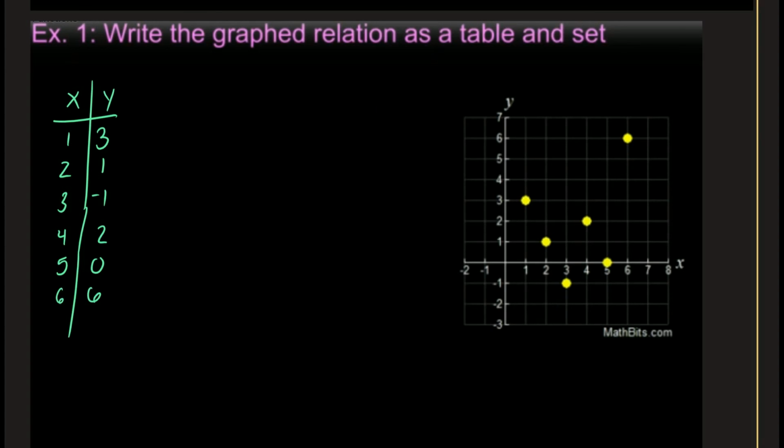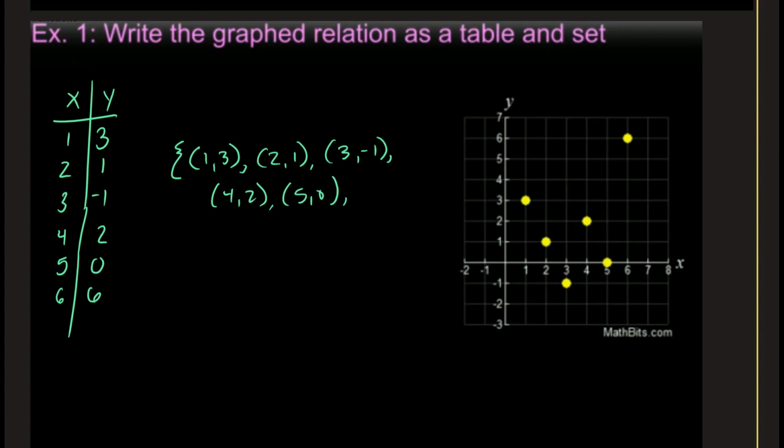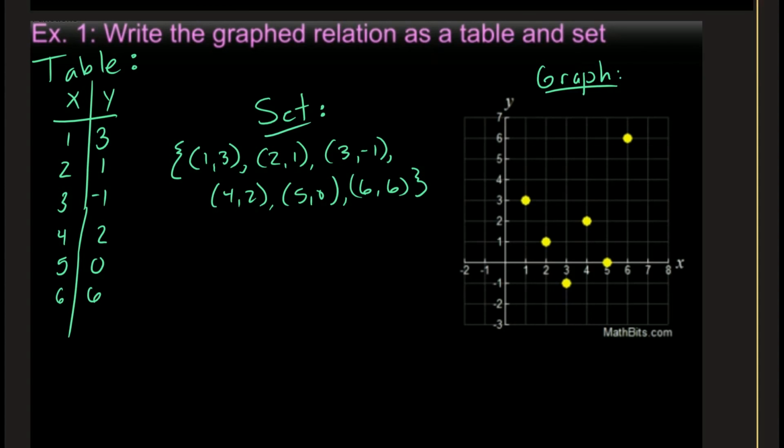And then it just wants us to take these x and y relations and write it in a set. So I have 1, 3, comma, 2, 1, comma, 3, -1, 4, 2, 5, 0, and 6, 6. So here we have a table, and we also have a set. And then over here, what they gave us is the graph. So these are 3 different representations of the same relation between x and y.